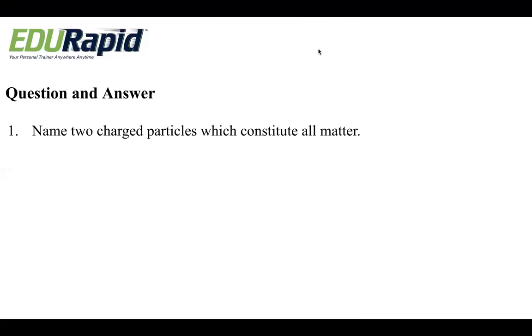Answer is, it is electron and the protons. So we have two charged particles and one uncharged particle in an atom. So one is electron, which is negatively charged, proton positively charged, neutron, that is a neutral charged.